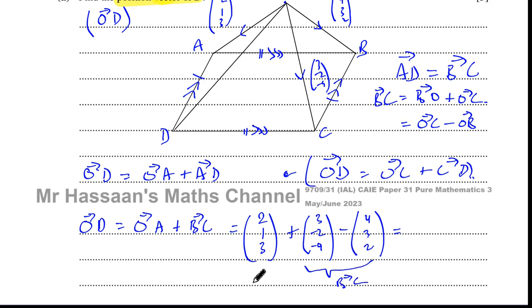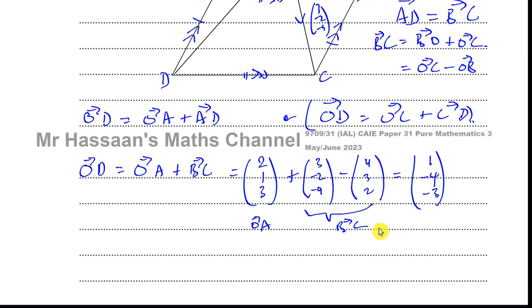And this is O to A. So we're going to have 2 plus 3, which is 5, minus 4, which is 1. 1 minus 2 is negative 1. Negative 1 minus 3 is negative 4. And we have 3 minus 4 and minus 2, that's negative 1 minus 2, that's minus 3. So you have 1, negative 4, negative 3. So we can say O to D, the position vector of D, is equal to 1, negative 4, negative 3. And there's the answer: the position vector of D.